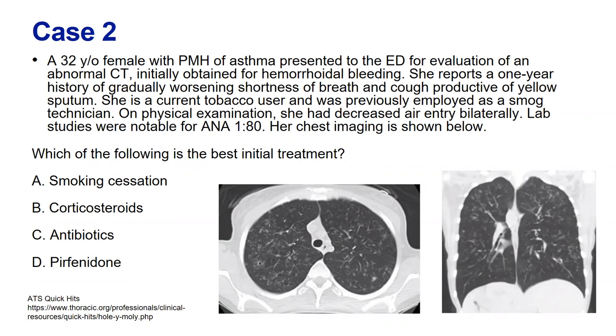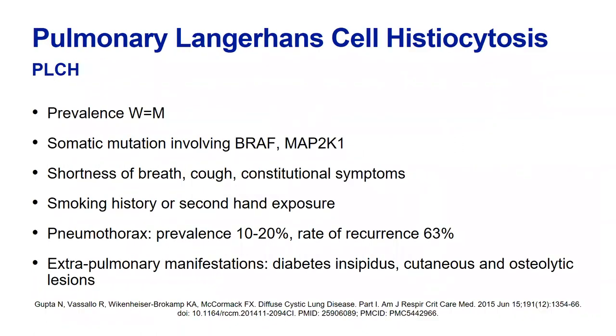So she has pulmonary Langerhans cell histiocytosis. Okay. So we'll go through that next. So this occurs because of a somatic mutation, most commonly involving BRAF, but sometimes MAP2K1. Patients generally present with respiratory symptoms plus or minus constitutional symptoms, and almost exclusively they have a significant smoking history. They can present with extrapulmonary manifestations.